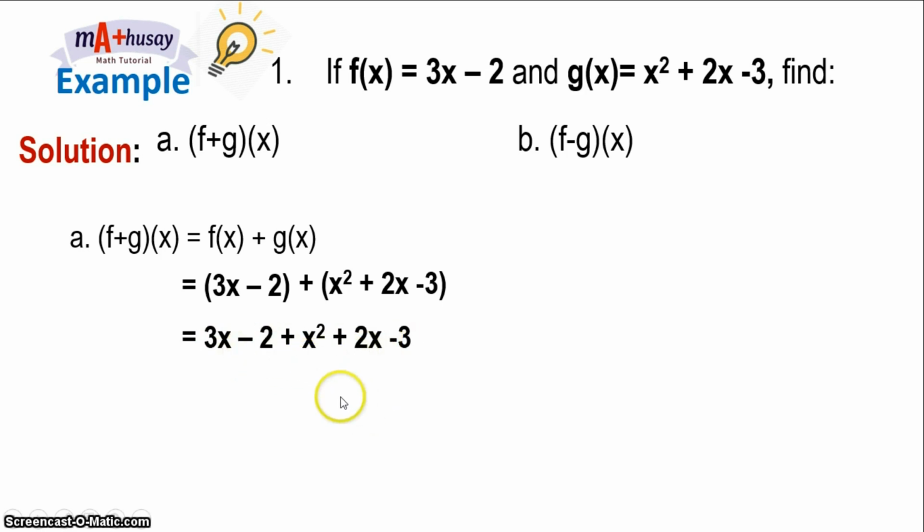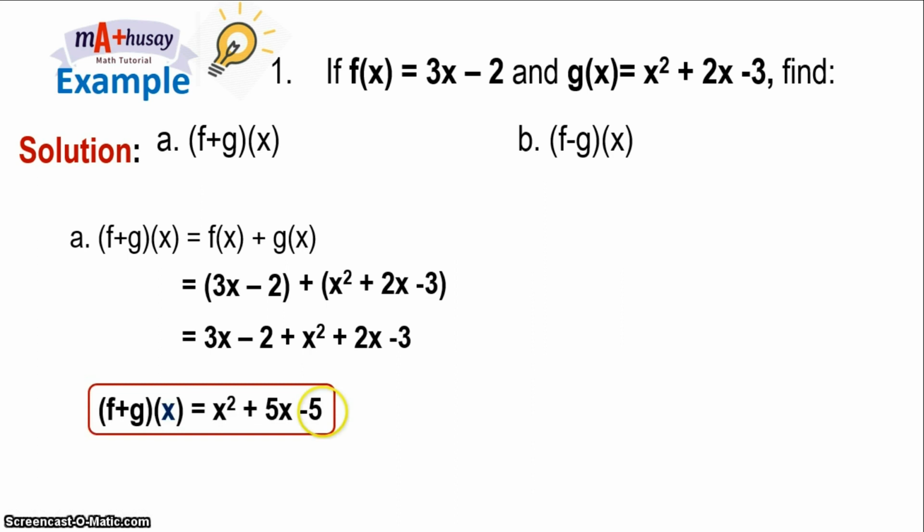So, when you add these two functions, f and g of x, so you'll have the sum of f and g of x is x squared plus 5x minus 5. Ganun lang siya kasimple. How about kung magsasubtract tayo ng dalawang functions? Take note, ang isasubtract natin si g from f of x.